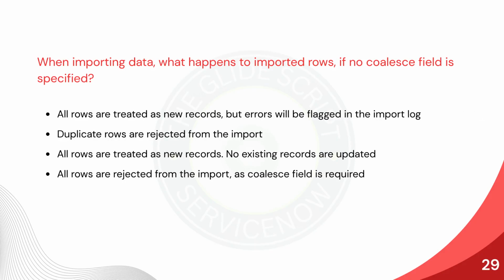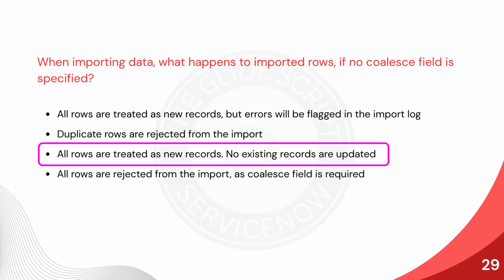Next, when importing data, what happens to import rows if no coalesce field is specified? All rows are treated as new records. No existing records are updated.